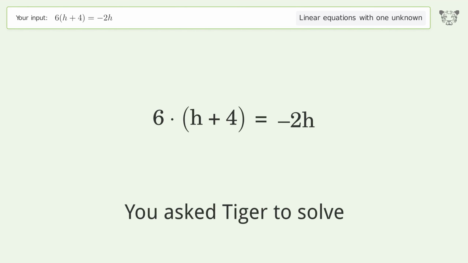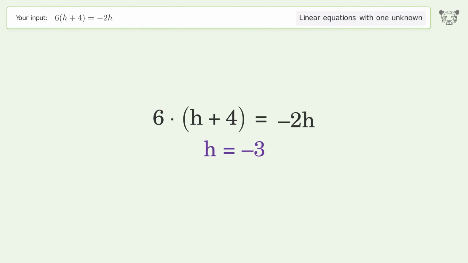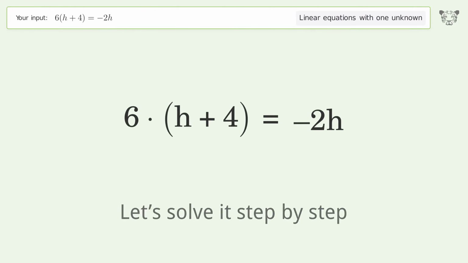You ask Tiger to solve. This deals with linear equations with one unknown. The final result is h equals -3. Let's solve it step by step.